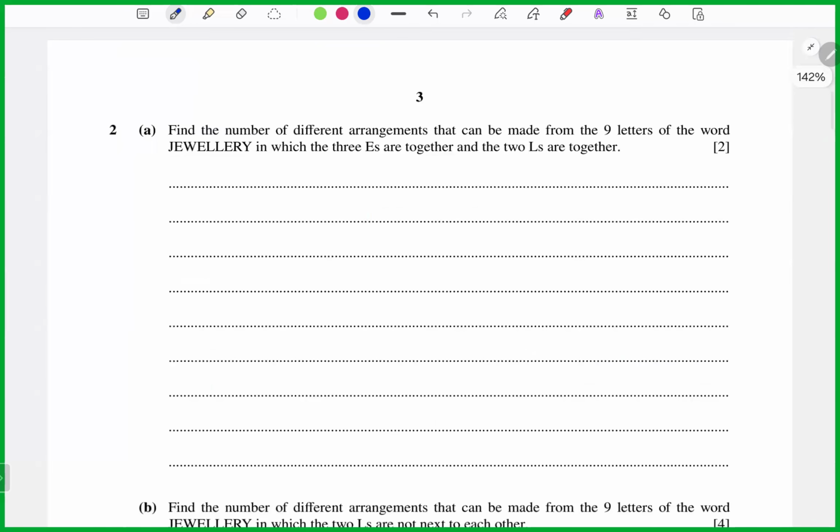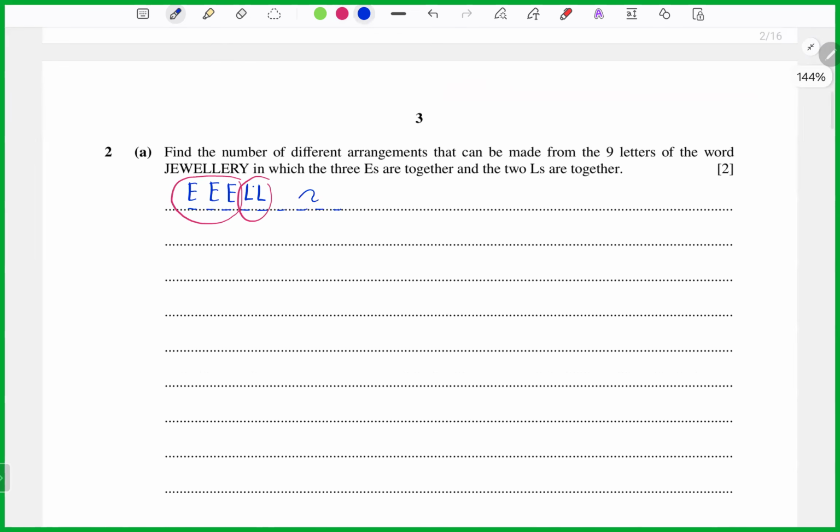Alright, so now we go to the next question. Question 2. Find the number of different arrangements that can be made from the 9 letters of the word JELLYWEEE... in which the 3 E's are together and the 2 L's are together. It means you have 9 letters here, right? Okay, 3 E's are together and 2 L's together. So I can draw this part. There are still 4 spaces here, right?